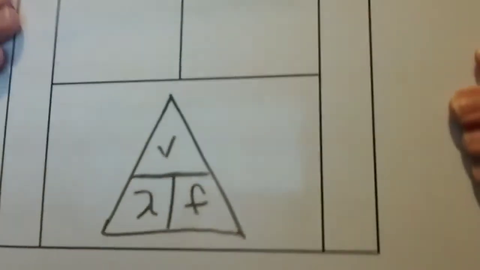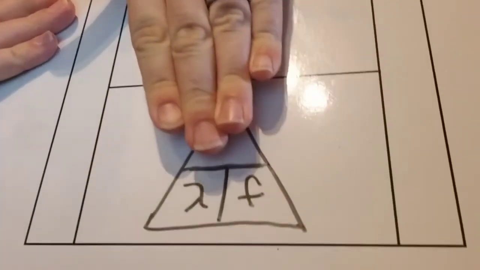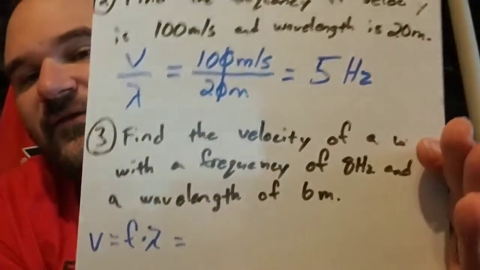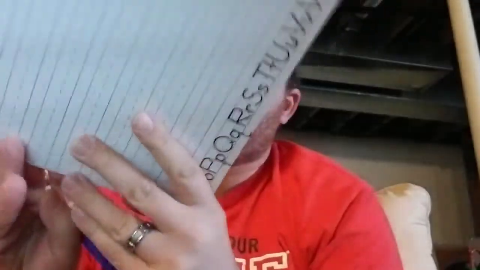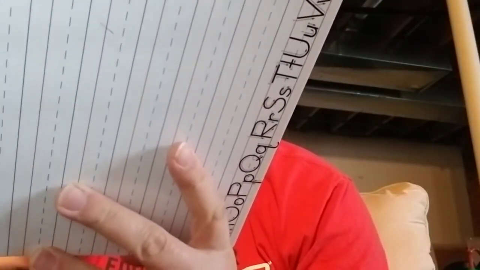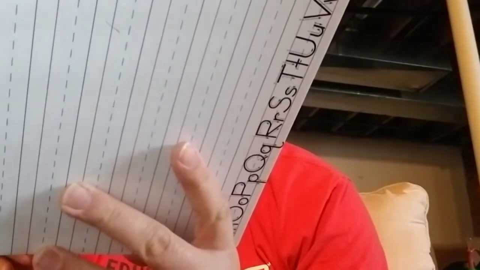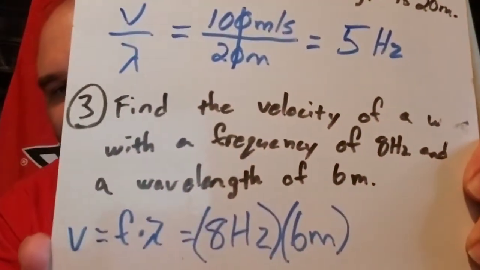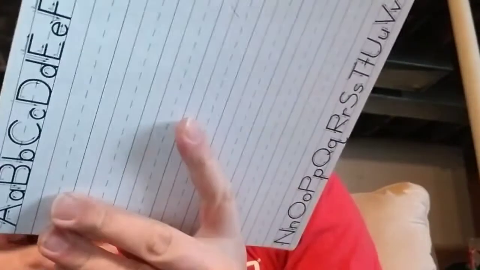So since we are now finding the velocity, return to our equation. Cover up velocity. We're going to do frequency times wavelength. So that should be very easy for us. V equals F times lambda. Okay, V equals F times lambda. Equals, we're going to fill in the F, that is 8 hertz. And we're going to multiply that by the lambda, which is 6 meters. Okay, and that is going to be our simple times tables.